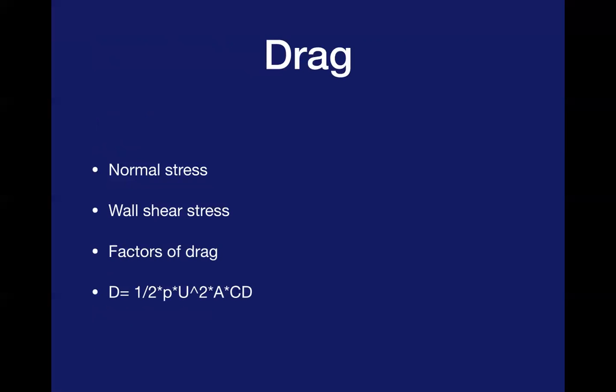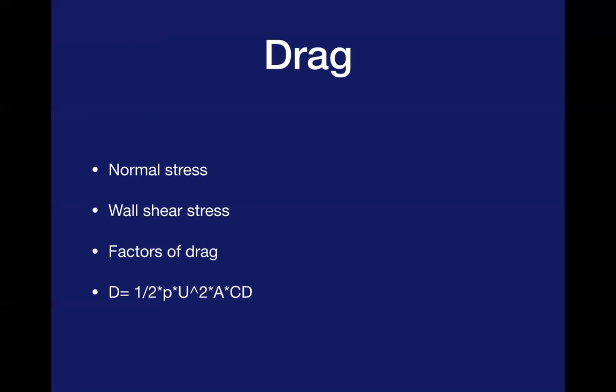So then for drag, there are two different types of stress that have to do with drag. They are the normal stress and the wall shear stress. The normal stress has to do with the pressure from the fluid distributing across the cross sectional area, while the wall shear stress is the relative roughness of the material. So you will have different roughnesses depending on what material you pick. Some will be smoother and some will be rougher.